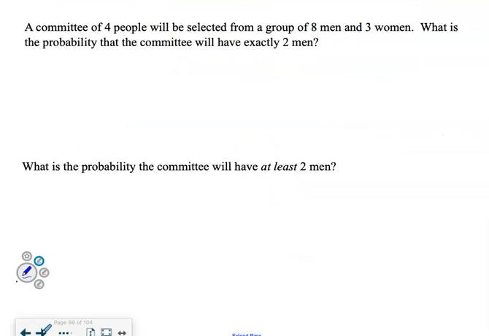A committee of 4 people will be selected from a group of 8 men and 3 women. What is the probability that the committee will have exactly 2 men? All right, so it's been a while since we've done this. And so we want exactly 2 men. So there's a few things we need to figure out. We need to figure out how many different ways can I select a committee that has exactly 2 men, and how many total committees can I make. Okay, so I'm going to do the total first.